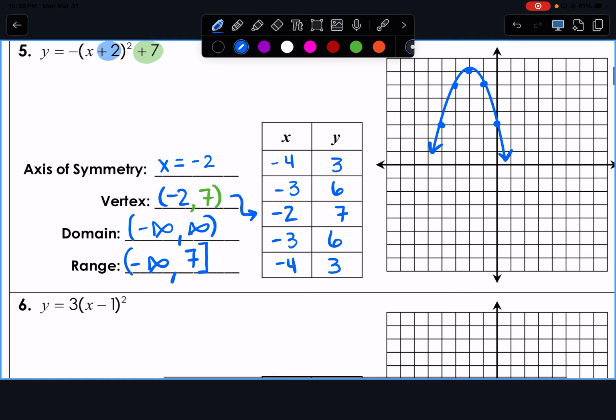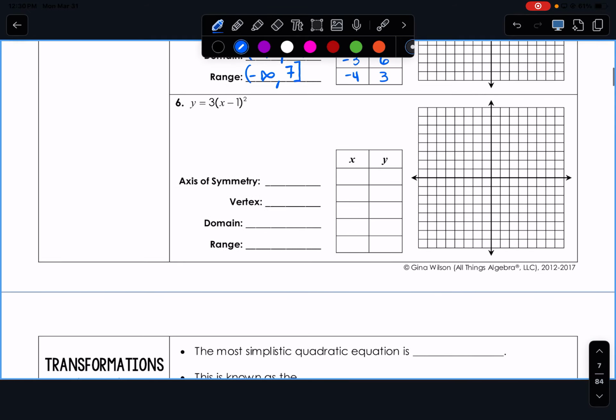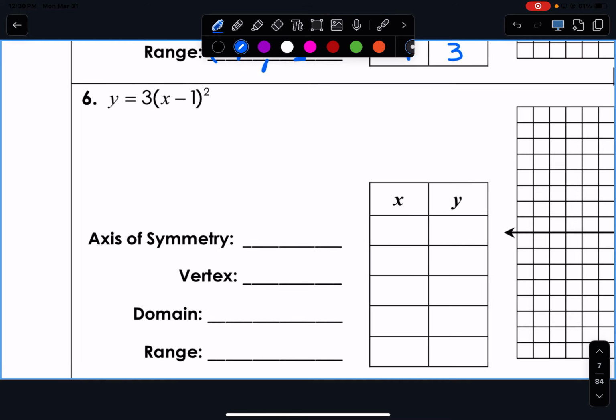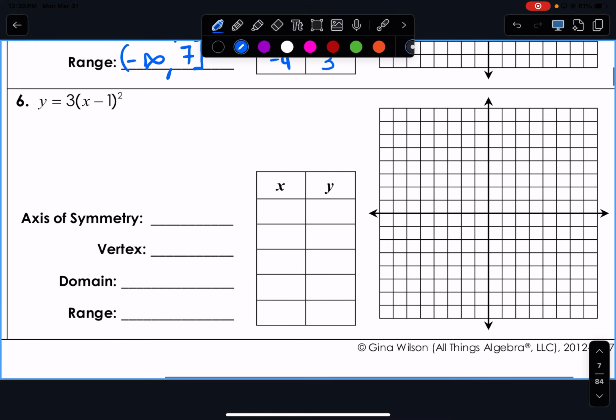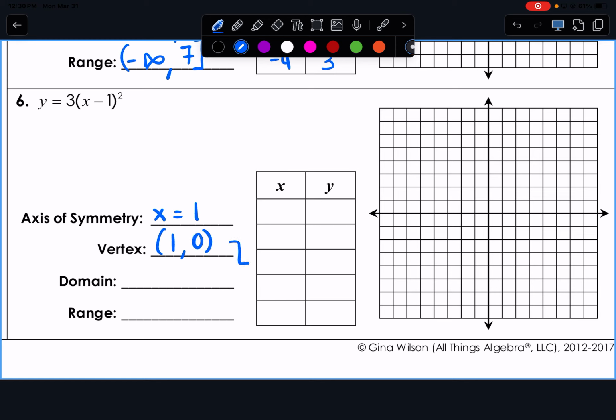All right, now we're going to look at number 6. Actually, yeah, we'll do number 6. What transformation do we have that affects the x coordinate? Right 1. So that makes the x coordinate what? 1, 0. And it is going to be 1. And then is there anything that affects the y coordinate? No. So it will just be 0. And we put that in the middle of our table.